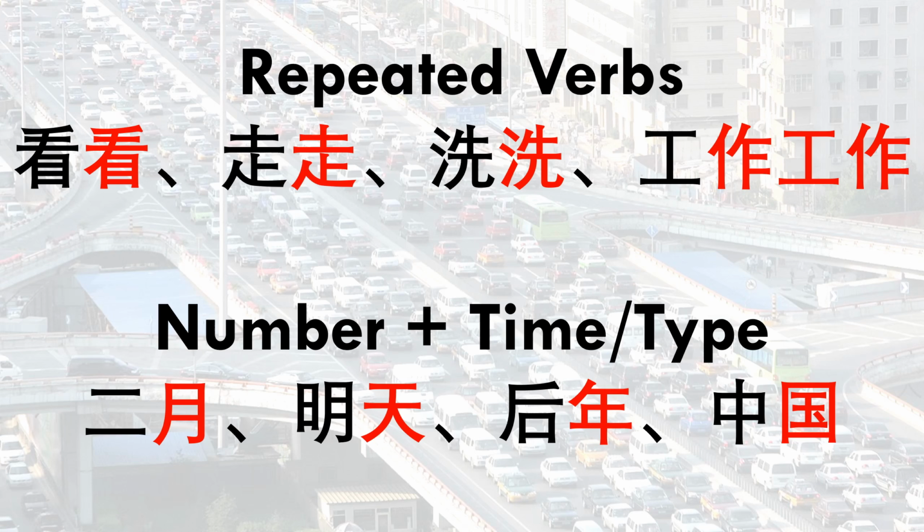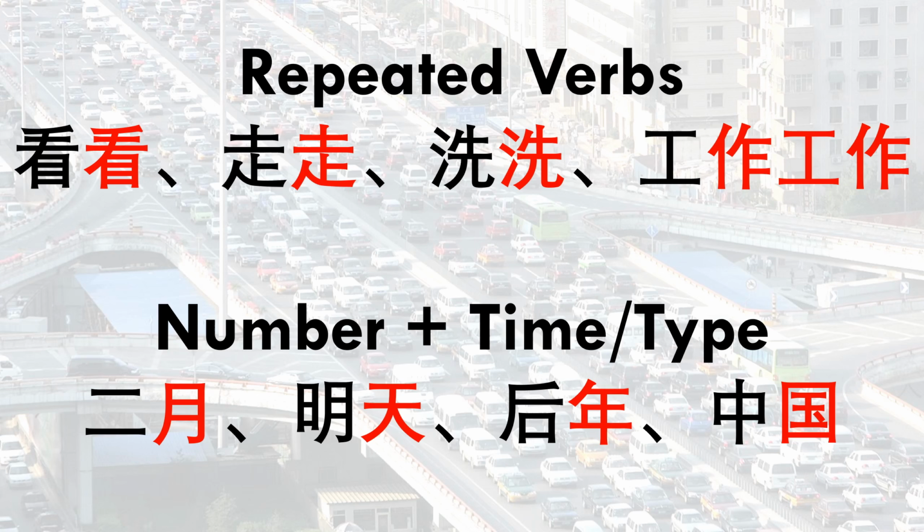So 看看. The first one, if you choose to not be monotonous, you would stress the first verb, but not the second one. So 看看书, 写写字, 走走路, 洗洗手, 工作工作, to work for a while. So notice that everything after the first 工 is unstressed. The second 工 is a first tone, but you would pronounce it unstressed.